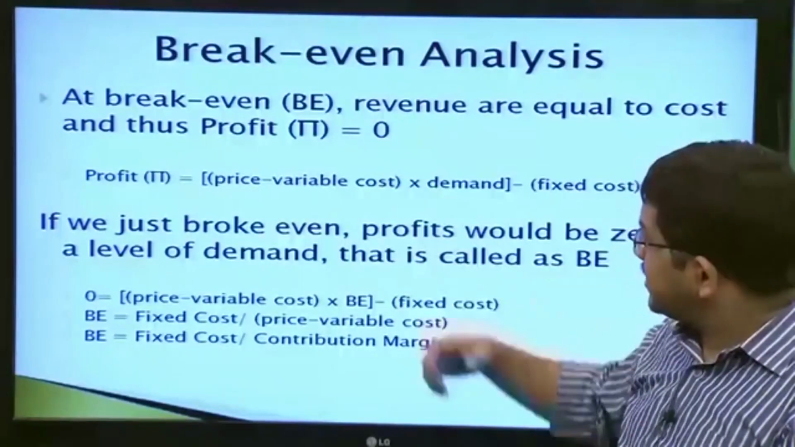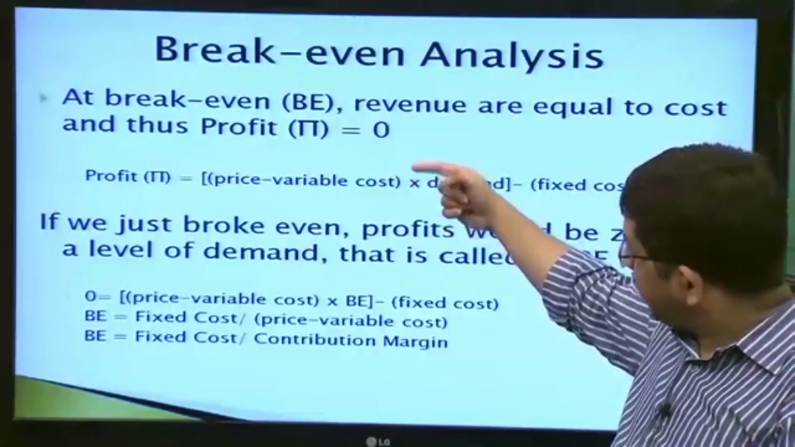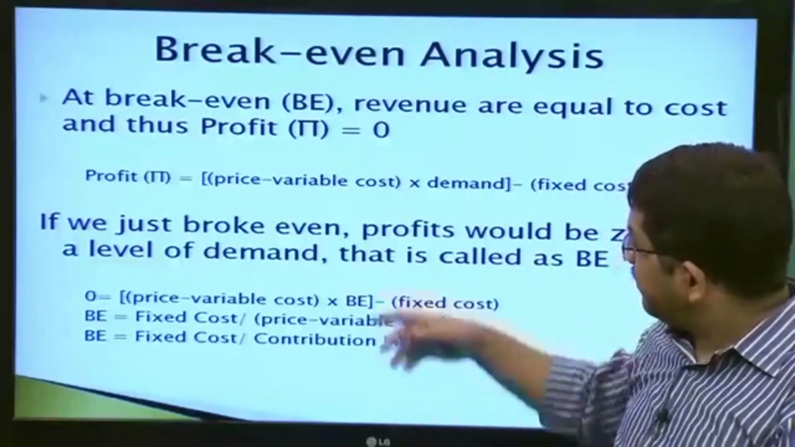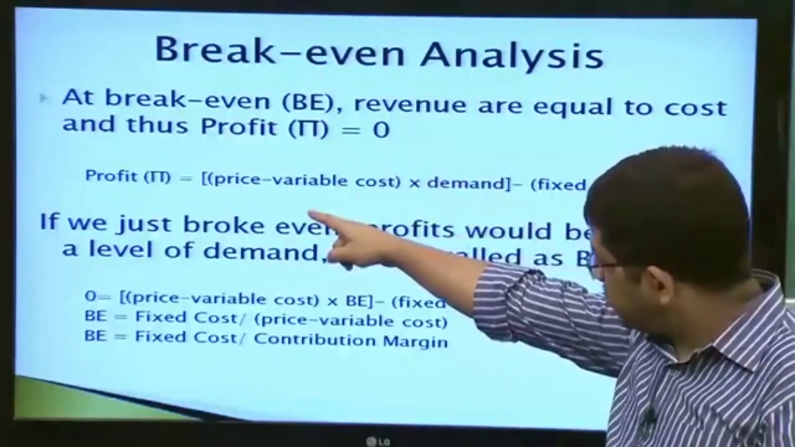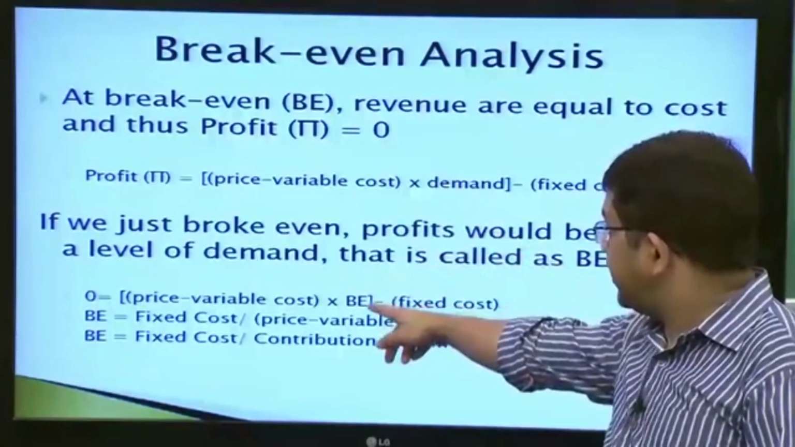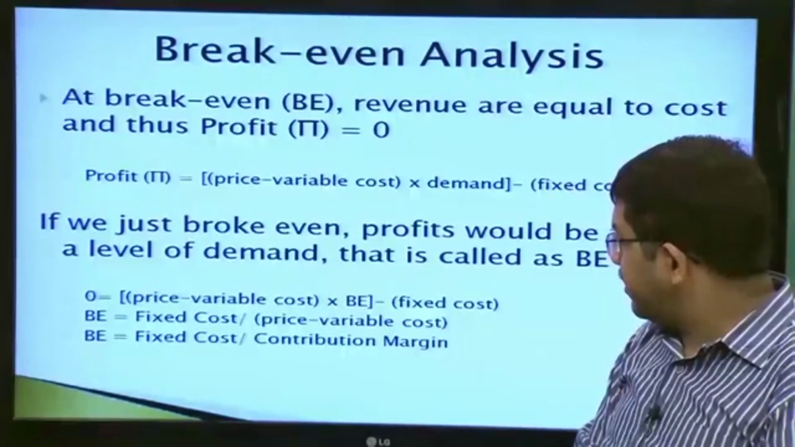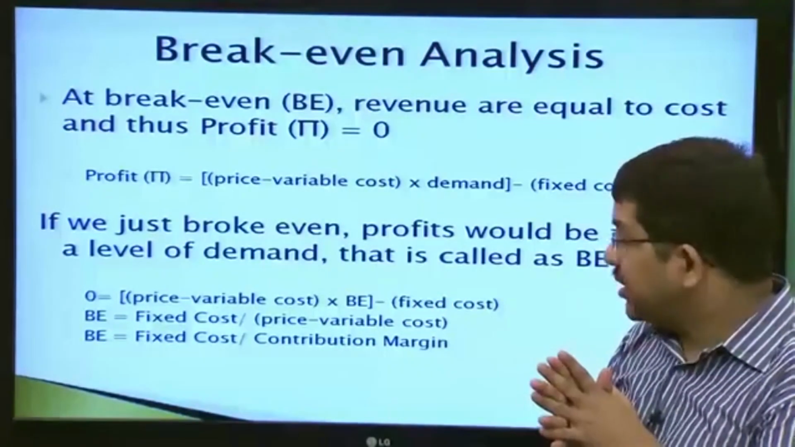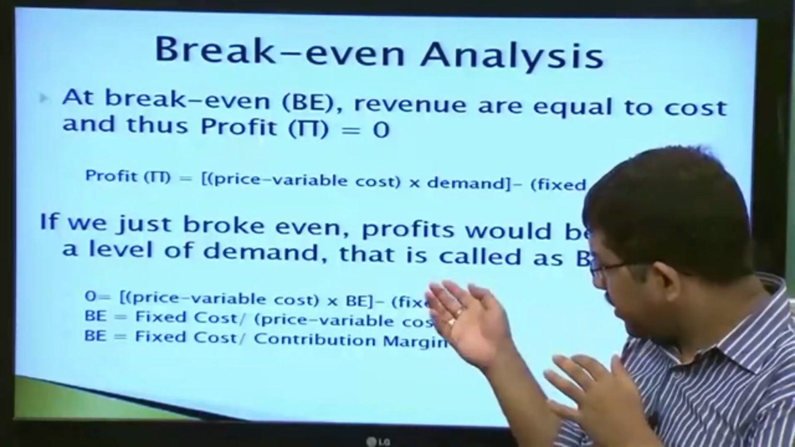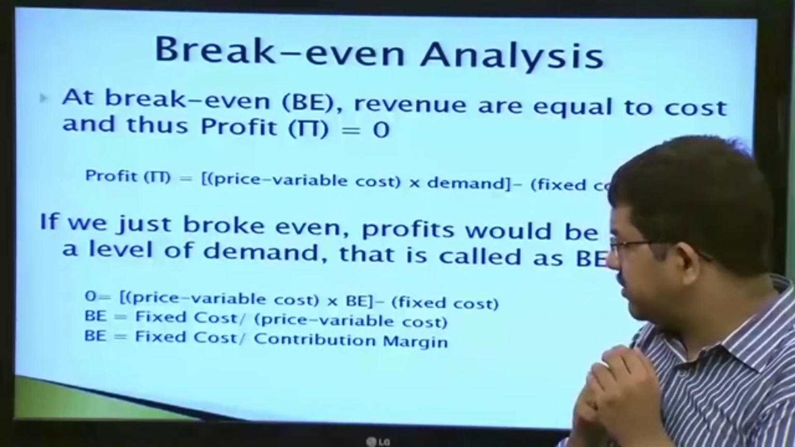Now, you will see that as I say, a break even is a point where your profit equals 0, and that is what I have solved in this equation here. If I put this profit equal to 0 in this profit equation, you will get that demand is equivalent to the break even point, and your break even point is fixed cost divided by price minus variable cost. This price minus variable cost we also call the contribution margin. So, you will understand that the break even is fixed cost divided by contribution margin.